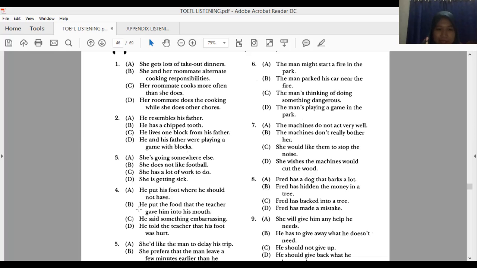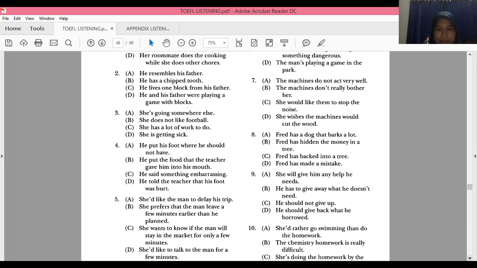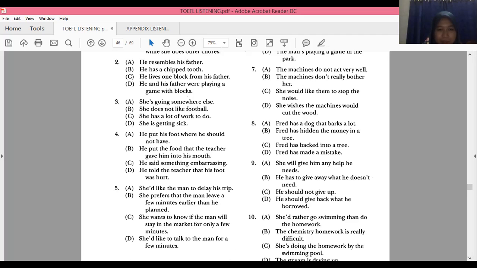4, the answer is C. He said something embarrassing. Tadi yang di exercise kita. Hal said to the teacher. Yeah, he really put his foot in his mouth. Put his foot in his mouth. And 5, A. Select the man to delay his trip.